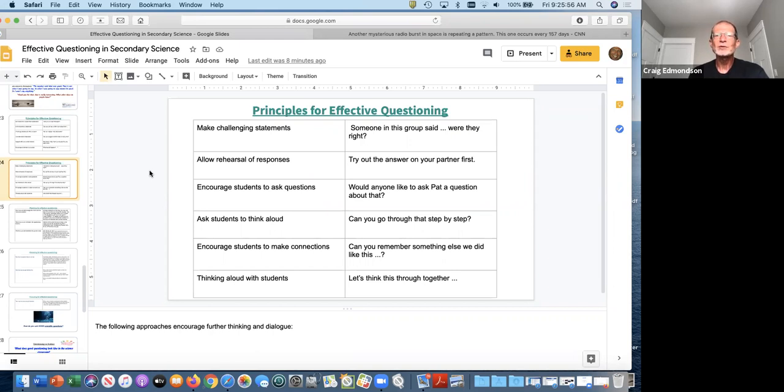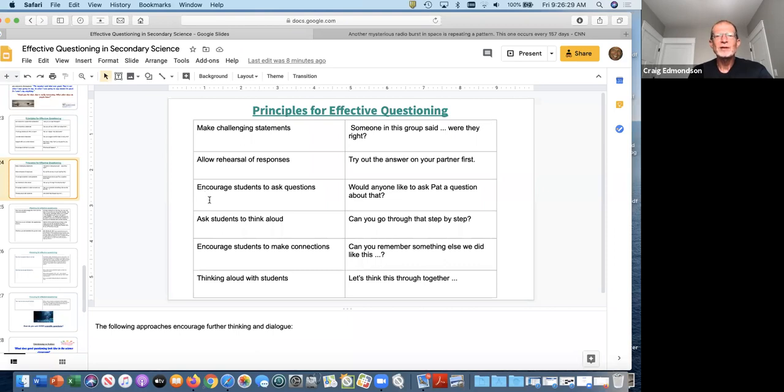Allow rehearsal of responses. If you have students working in a small group or they're working in a think, pair, share with one another and they're pairing up, ask them that before they reply to the whole group, ask them to try back and forth with their partner and question back and forth with their partner with possible responses so that they can determine what factual evidence they need in order to provide a quality answer.